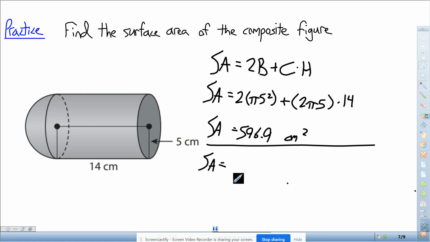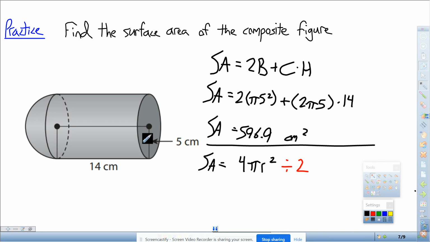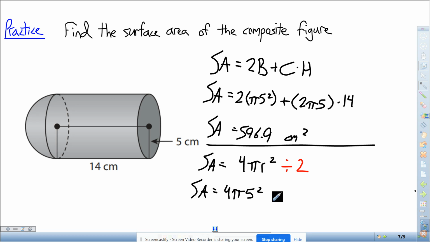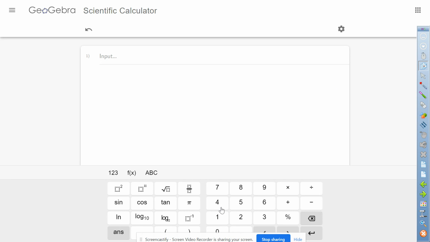Now we can find the surface area of my hemisphere, the half sphere here. To find the surface area of an entire sphere, it'd be 4 pi r squared, but it's only half of it, so we'll take that and divide it by 2 to get a hemisphere. The radius of this one is the same as this, right? It's 5. So surface area equals 4 pi 5 squared, and then we'll divide by 2. 4 pi 5 squared gives me this, and from there I'll divide the whole thing by 2. 157.07 rounds to 157.1.